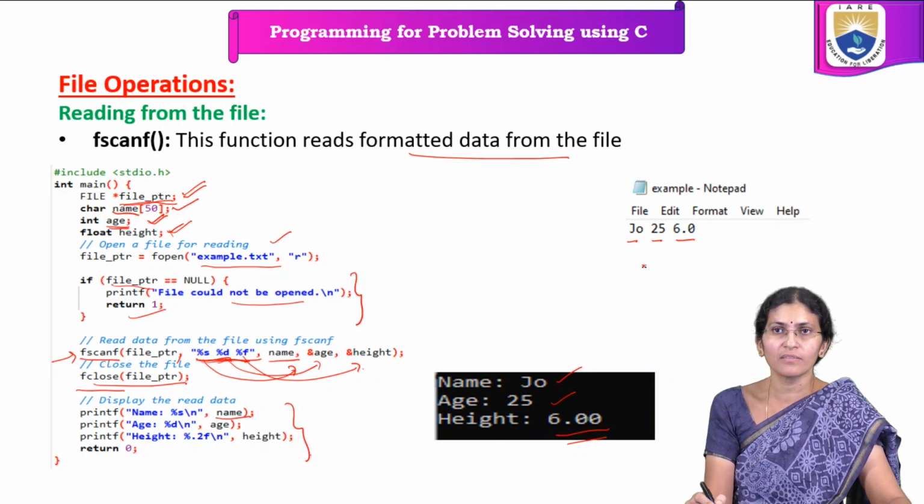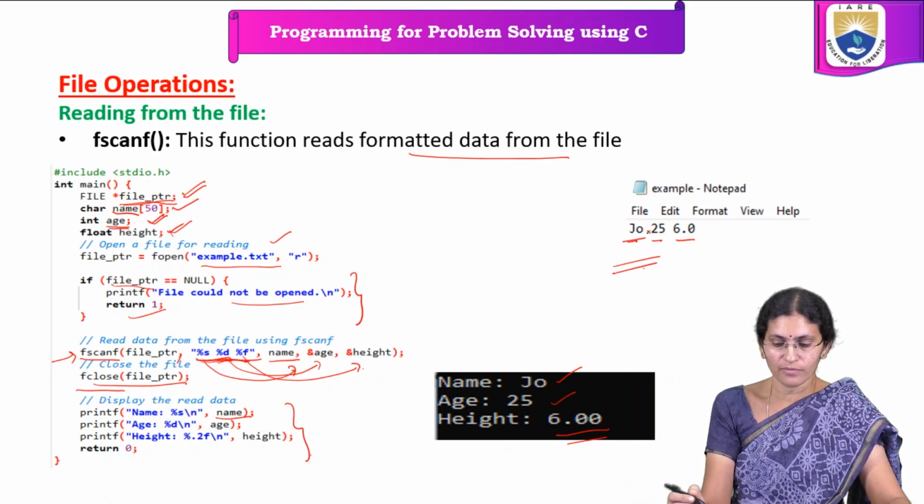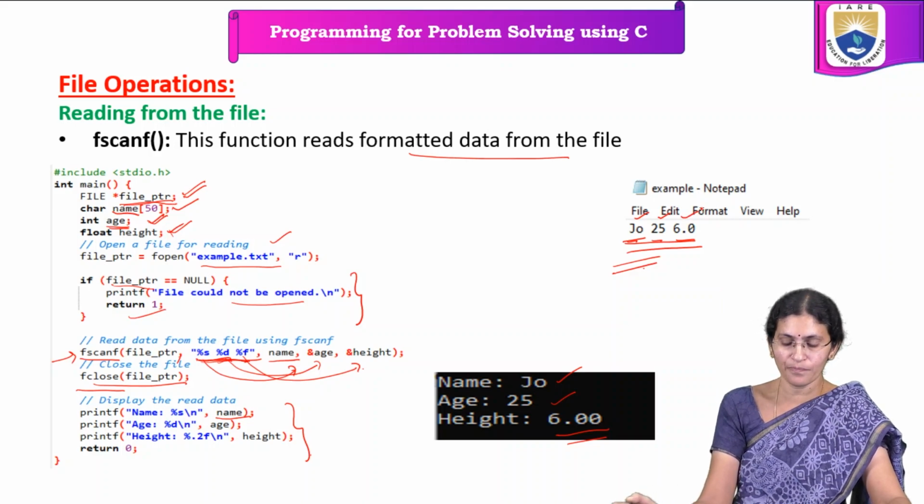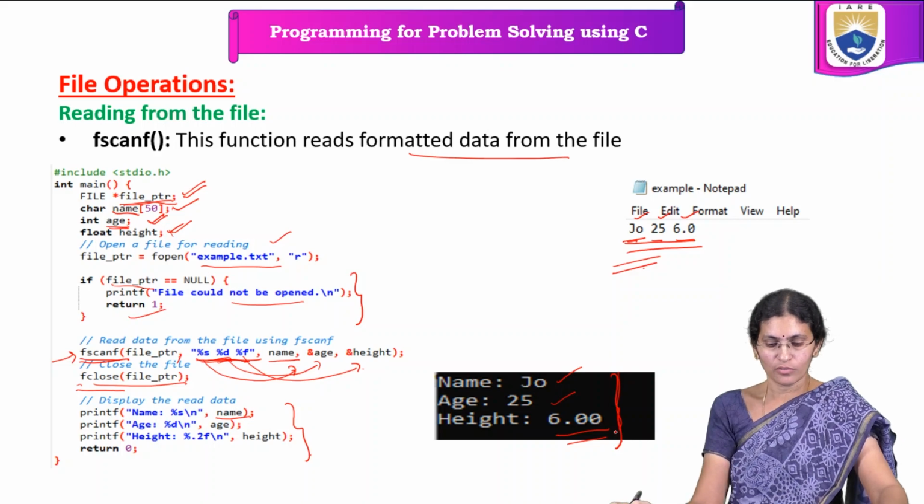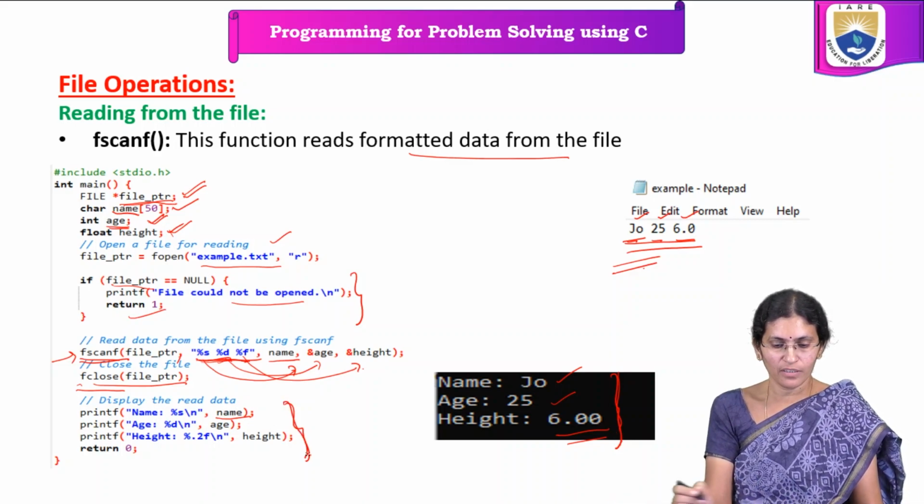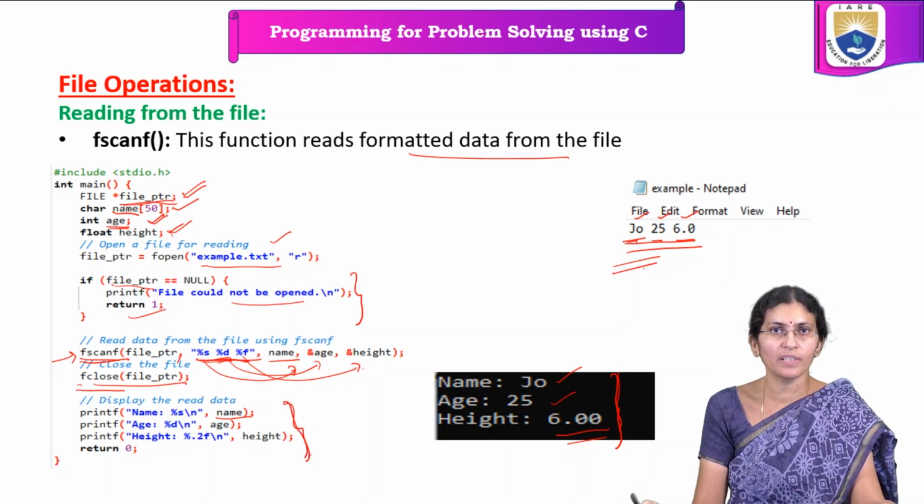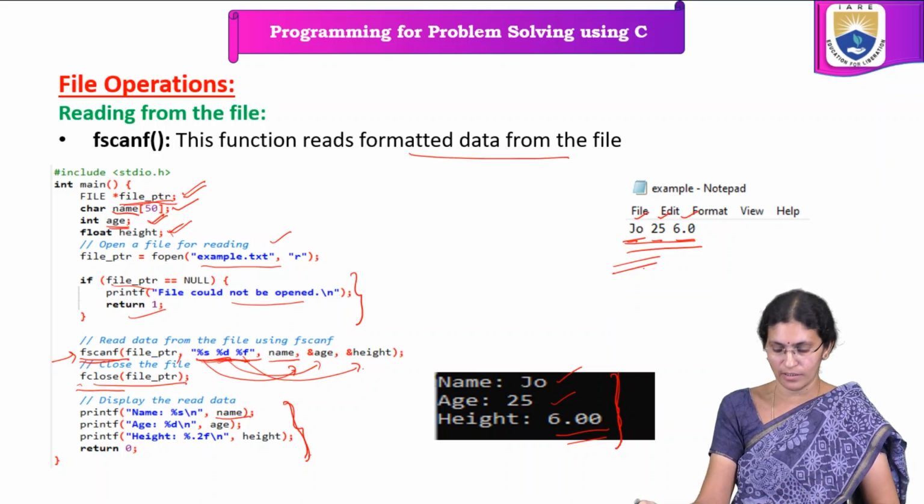These are the values. So this is the example.txt file. It contains three values. First one is a string, next one is an integer, and the last one is a float value. These values are read by means of the fscanf function, and then after that these values are printed on the screen by using these different statements. So in this way, we can understand the use of the fscanf function. This function reads formatted data from the file.